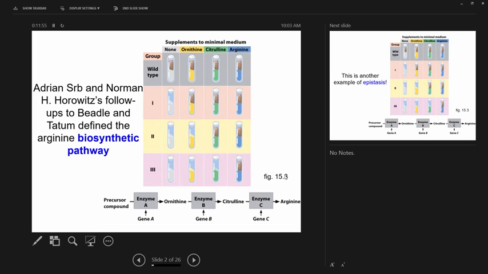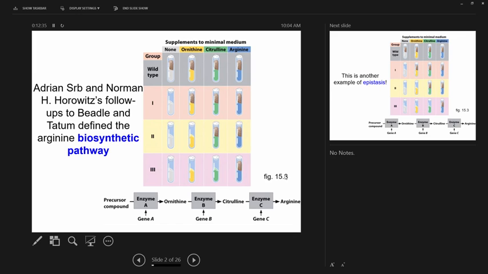By looking at media containing these other 2, they found out that mutant 1, if you gave it ornithine, could grow fine. Ornithine or citrulline. Mutant 2, if you gave it ornithine, it couldn't grow. Citrulline, it could. Mutant 3, you had to give it arginine, it couldn't grow on any of the other ones. And so where the mutants can grow and where they can't shows at what stage of the biosynthetic pathway they're enzymatically blocked.